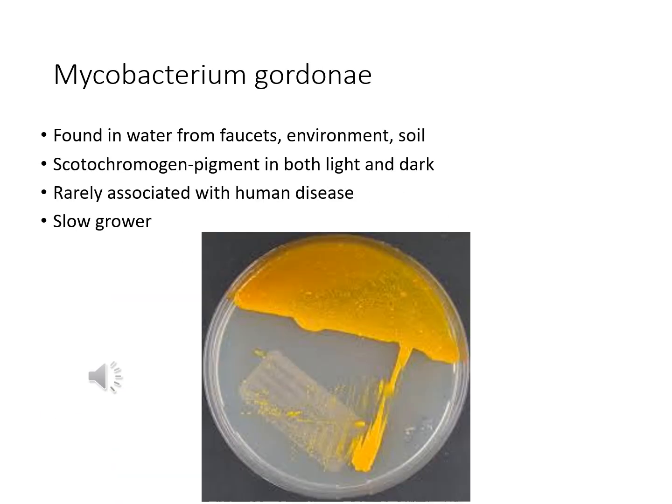Mycobacterium gordonae is found in the water from faucets, found in the environment, and it's also found in the soil. This is a scotochromogen, so it pigments in both the light and the dark. It is rarely associated with human disease, and it does fall into the slow grower category.